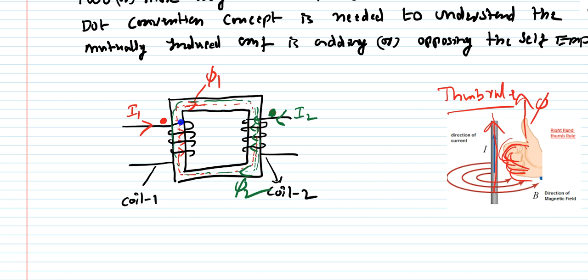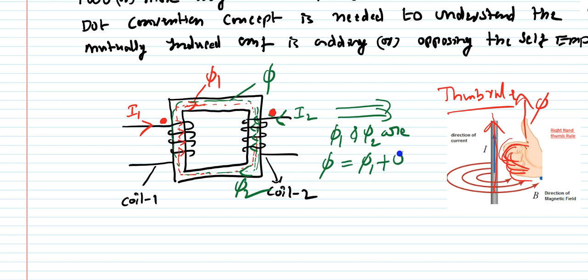It means that if the dot convention has been given here and here, my current is entering from this point into coil 1 and this point into coil 2. At that time, what is the direction of phi 1 and phi 2? Phi 1 and phi 2 are in the same direction, both in the same direction. It means that the resultant total flux phi is adding here.